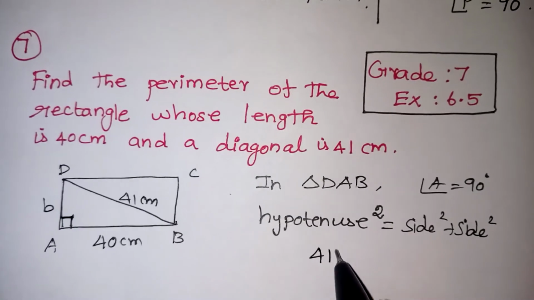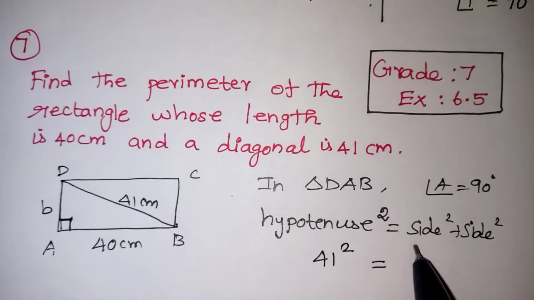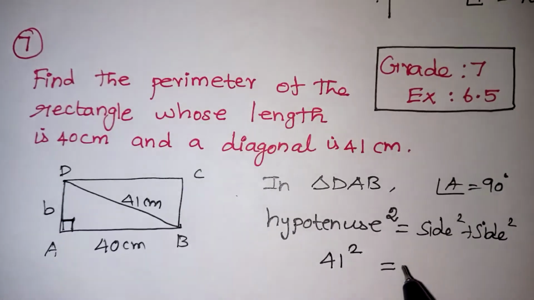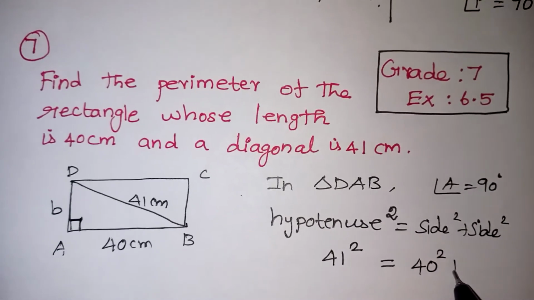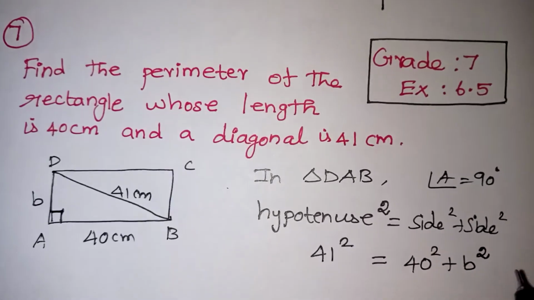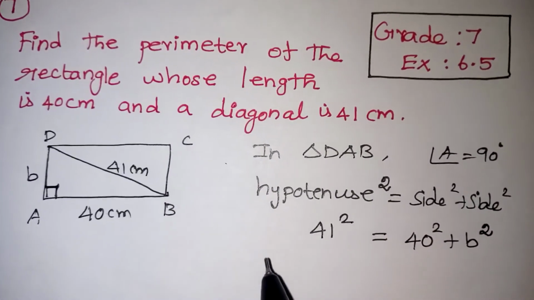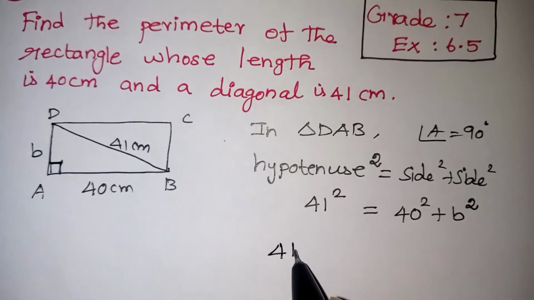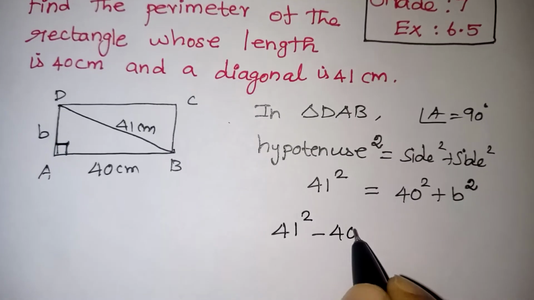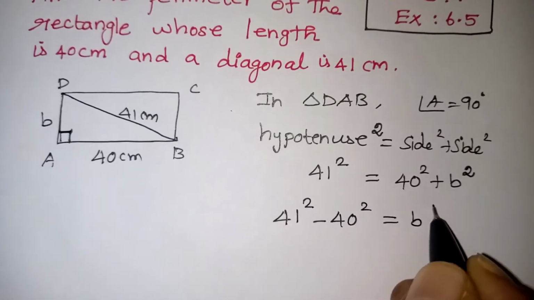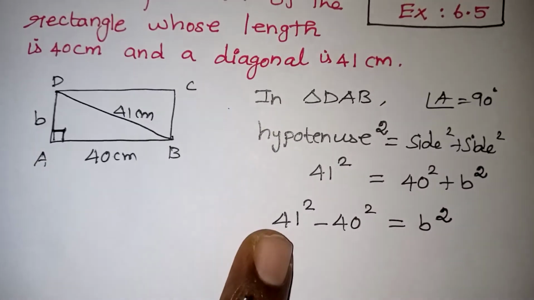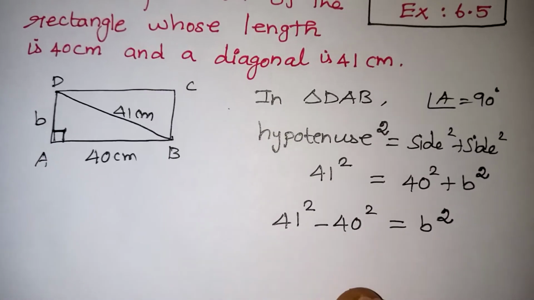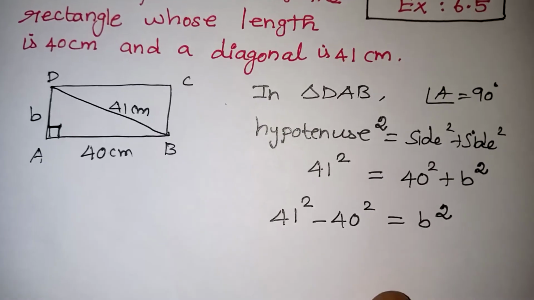So we can write 41 squared equal to side squared. One side is 40, another side is b. So 40 squared plus b squared we can write. Now the plus 40 squared, bring it to this side, that will become minus 40 squared. 41 squared minus 40 squared equal to b squared we can write. So either 41 into 41 you can find, 40 into 40 we can find, then we can do the subtraction.